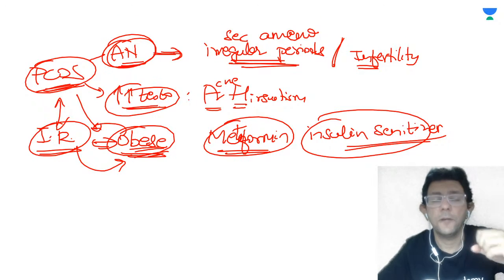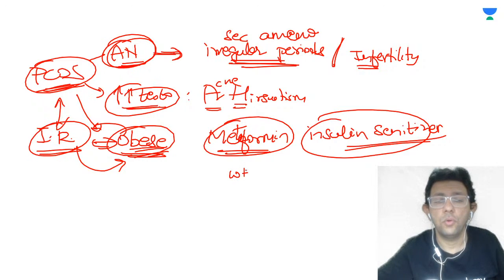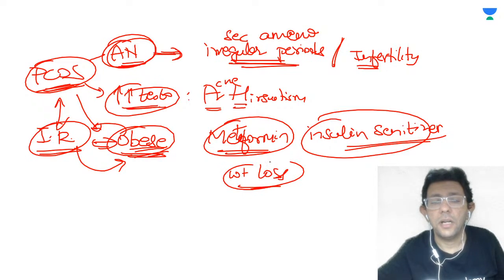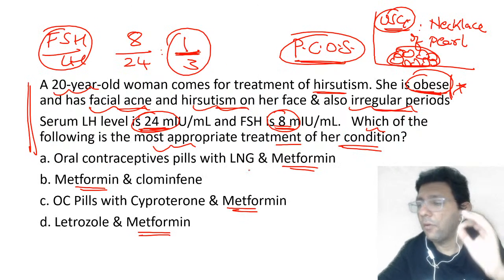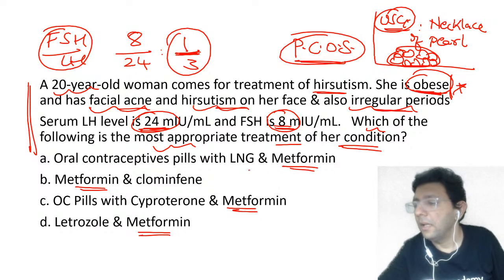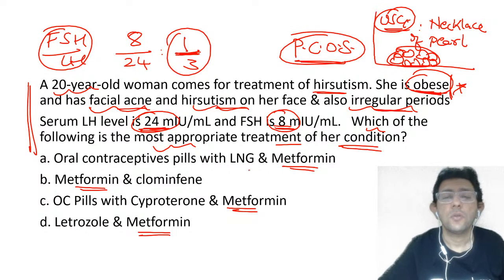Metformin also helps in suppression of androgen, but also lifestyle modification. The patient has to be told to do weight loss also. So metformin, yes, would be helping. Now I have got, yes, of course, very good, Amit. Weight loss also should be told to the patient. So weight loss is there.